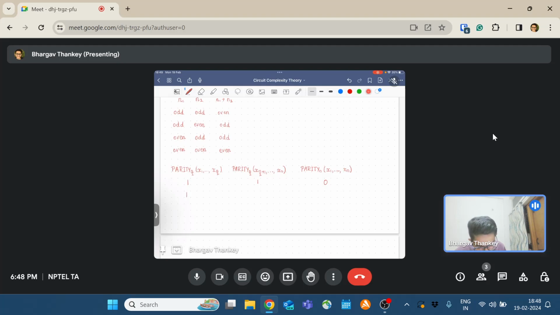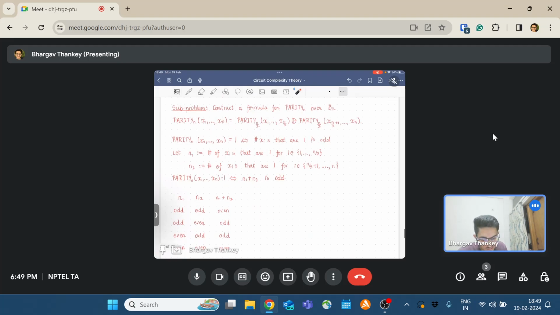Similarly, it's odd, so 1, even, so 0, and odd, so 1, right? Even, so 0, 1, 1 and 0, 0, 0, right? So this is just a truth table. So if this were y1 and this were y2, this is just y1 XOR y2, right? And so that's exactly what I've written over here: parity XOR parity. So this is fine, right?